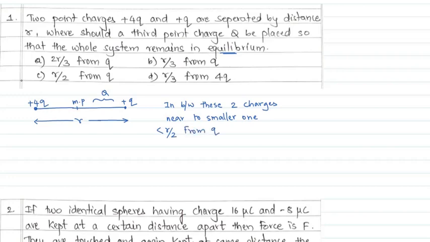So its distance should be less than R by 2 from Q. If you check the options, 2R by 3 from Q means it will come near to 4Q, so this is not the answer. R by 3 from Q means it will come nearer to this one. So B is your answer, R by 3 from Q. Next, second one.